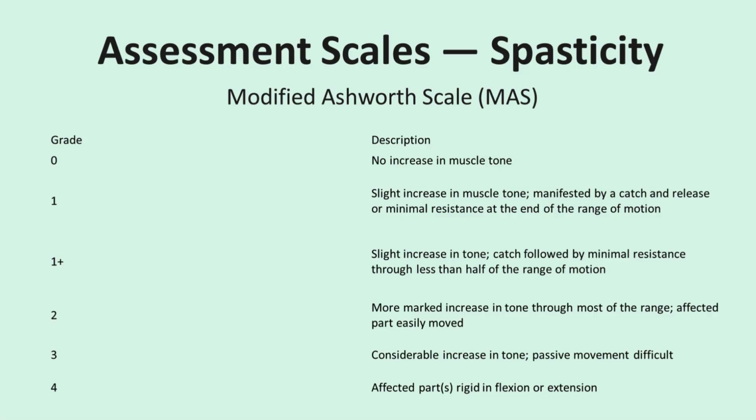This slide shows the modified Ashworth Scale, which is used to assess spasticity. It provides a grading system from 0 to 4, where 0 indicates no increase in muscle tone, and 4 represents rigidity in flexion or extension. The scale describes different levels of resistance encountered during passive movement, helping clinicians assess and monitor spasticity.